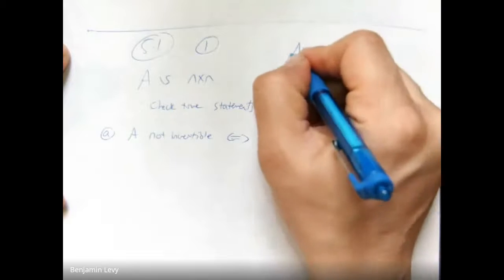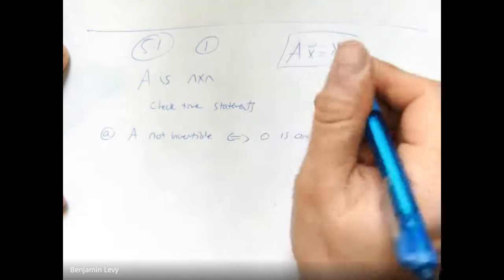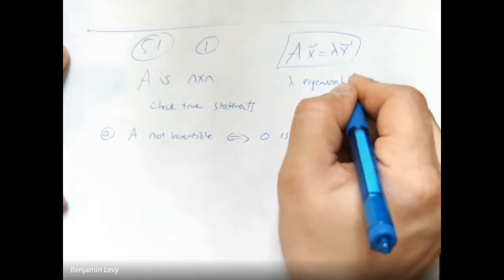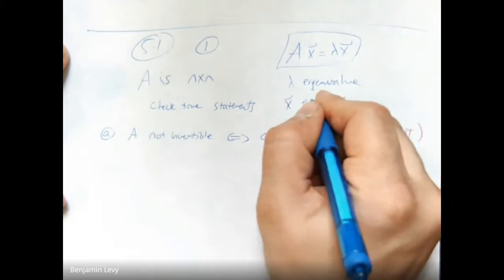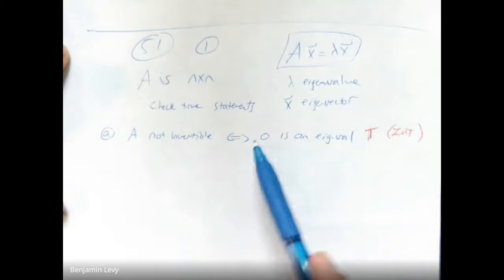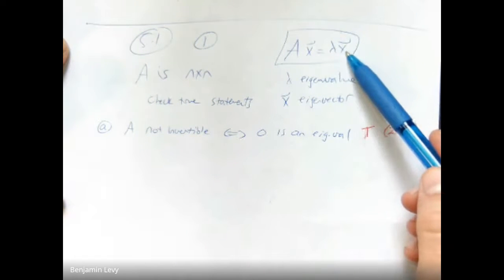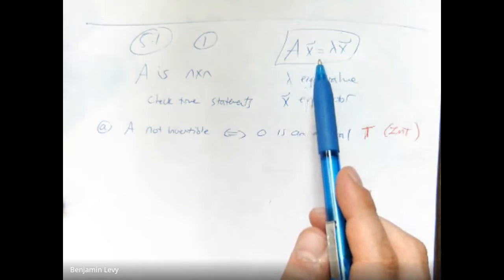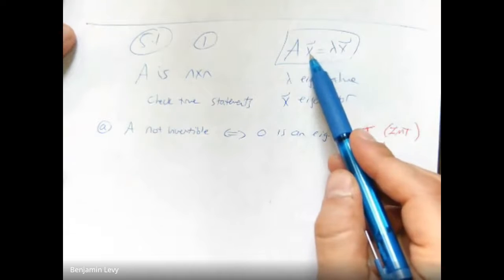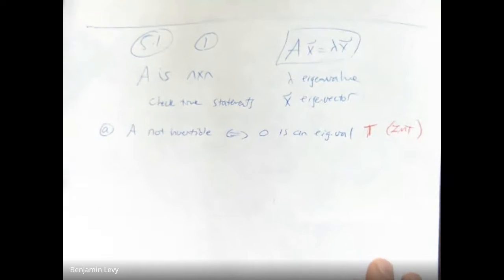Because here's what we do, by the way. AX equals lambda X is the relationship we're looking at. We call lambda the eigenvalue, and we call X the eigenvector. And so if 0 is an eigenvalue, then lambda is 0. And so the right-hand side of this would be 0, and we would have AX equals 0. And that would have a non-trivial solution, which implies that it's not invertible. So that's why it's part of the IMT.